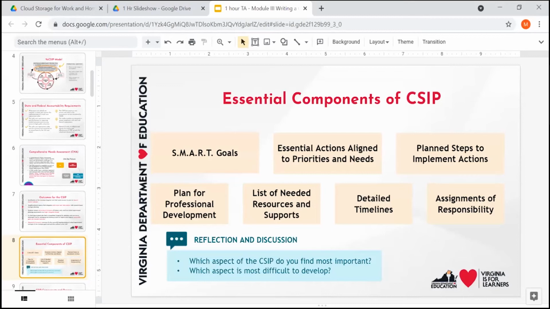So I just want you to look at that first bullet for reflection and discussion. Which aspect of the CSIP do you find most important? Look at that first bullet. Which aspect of the CSIP do you find most important of the ones you see on the screen? And go ahead and put that in the chat.